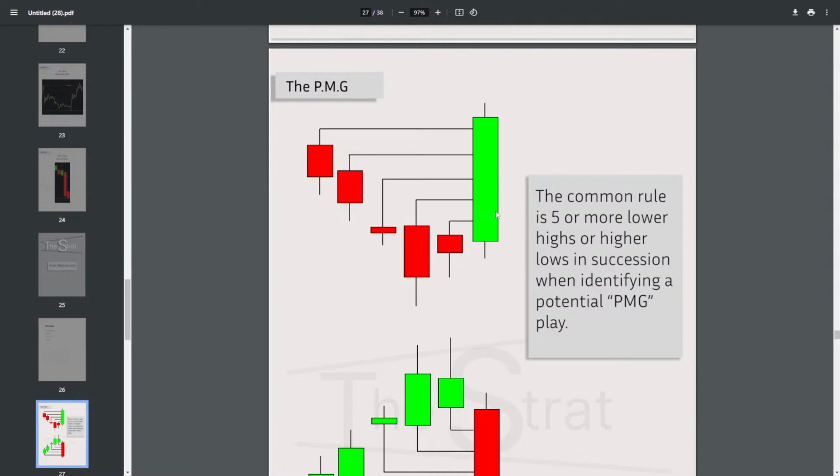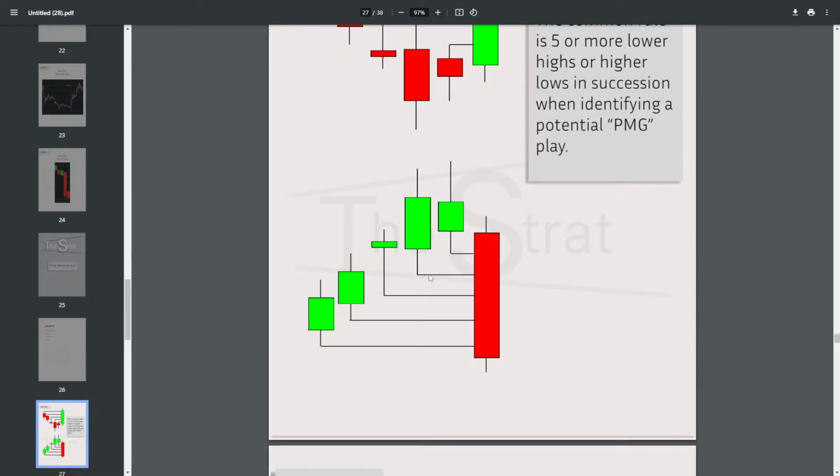And then when this breaks here, that condition has now changed. Whoever was short before, they have to start getting out. And that's why we see such a big move. And then vice versa to the downside. Higher low, higher low, higher low, higher low, higher low, and then boom, everyone gets killed.